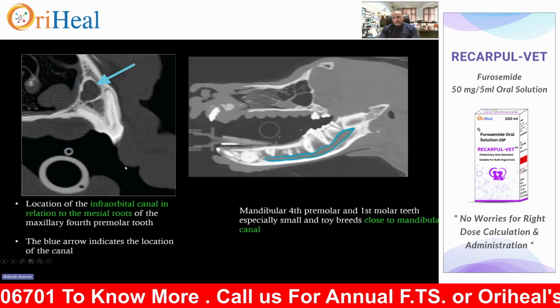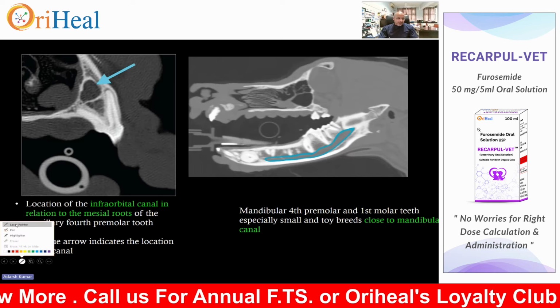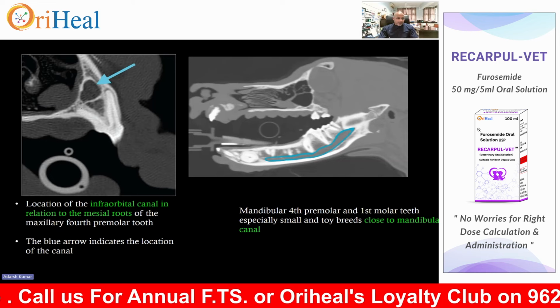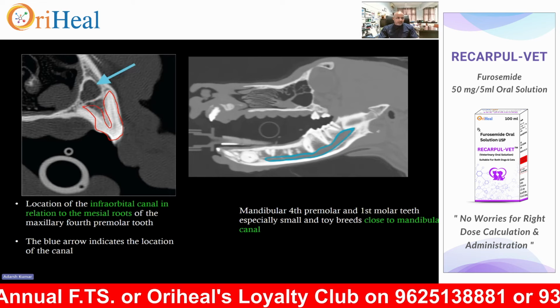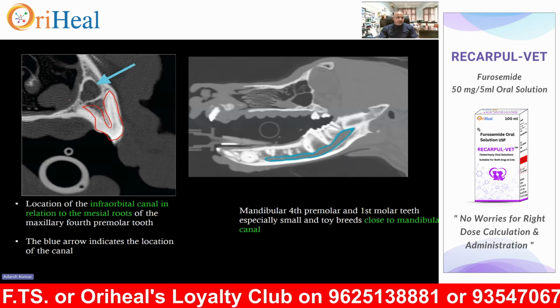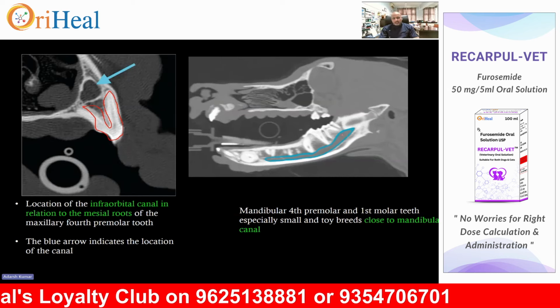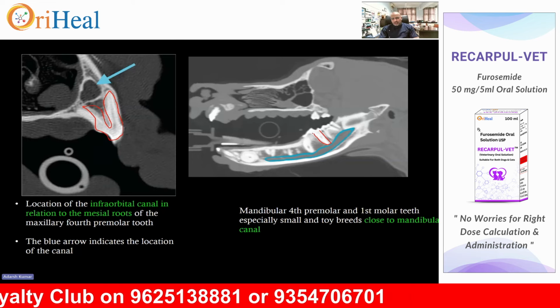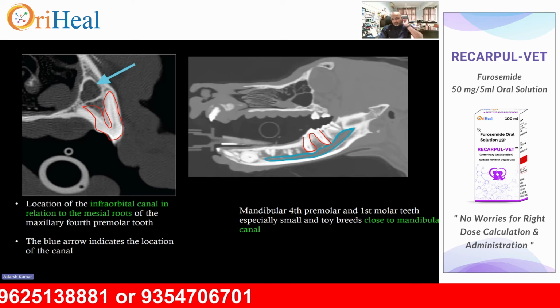Okay, just see here. Can you see the tooth here? This is the tooth, this is the root here, and this is the infraorbital foramen, the canal here. So if you apply a lot of pressure, it can go inside. See here, can you see this tooth here? Here is a tooth like this, right? This is the first molar tooth close to the mandibular canal here. So extra pressure will end up in the mandibular canal. So be gentle on it.